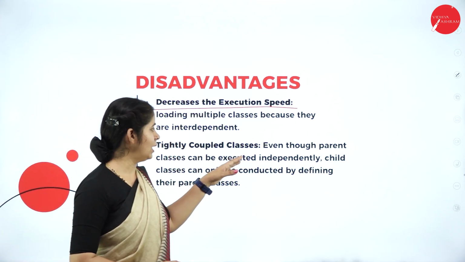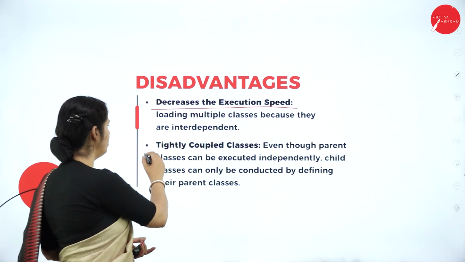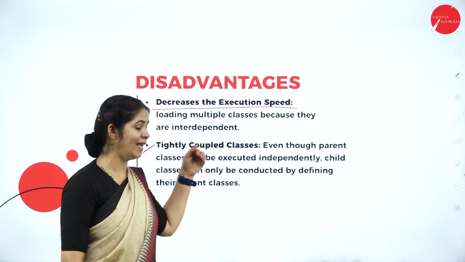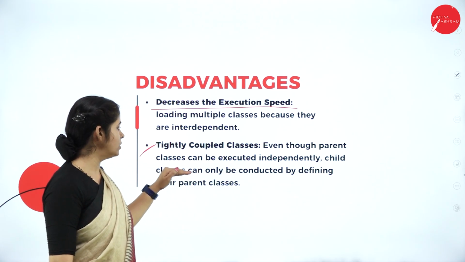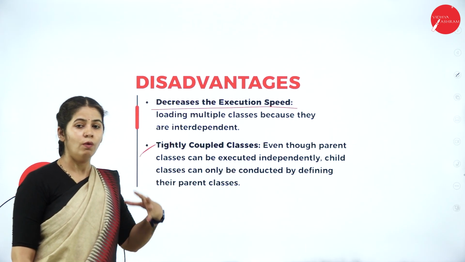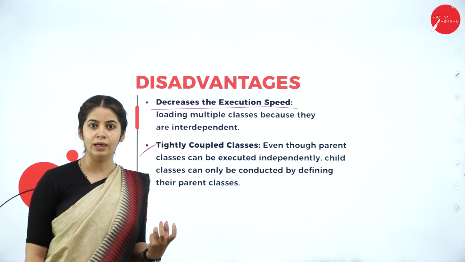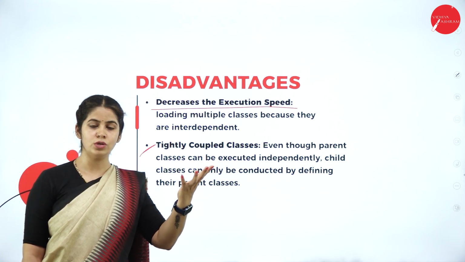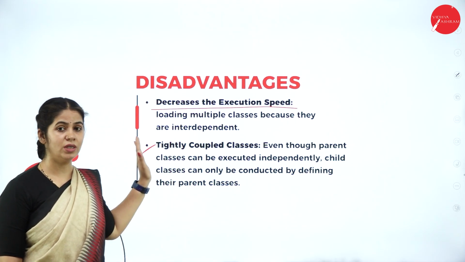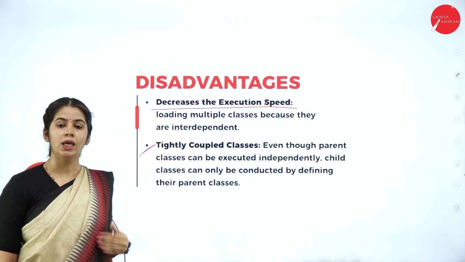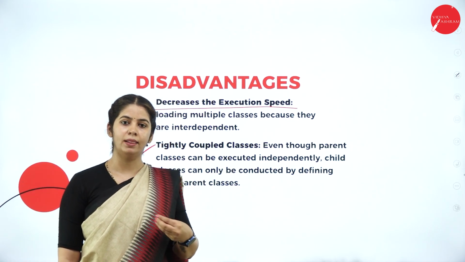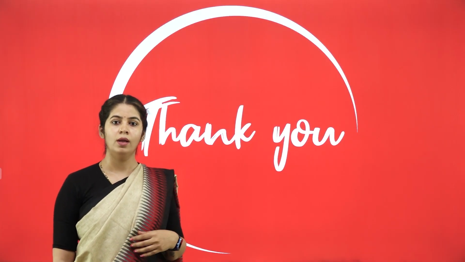The tightly coupled classes are one more disadvantage. Even though the parent class can be executed independently, the child class can only be executed by defining the parent class. We have to create the object of the parent class to execute the functions or methods of the parent class. This is a major disadvantage we have in inheritance. So that's all about inheritance in the Python programming language. Thank you.